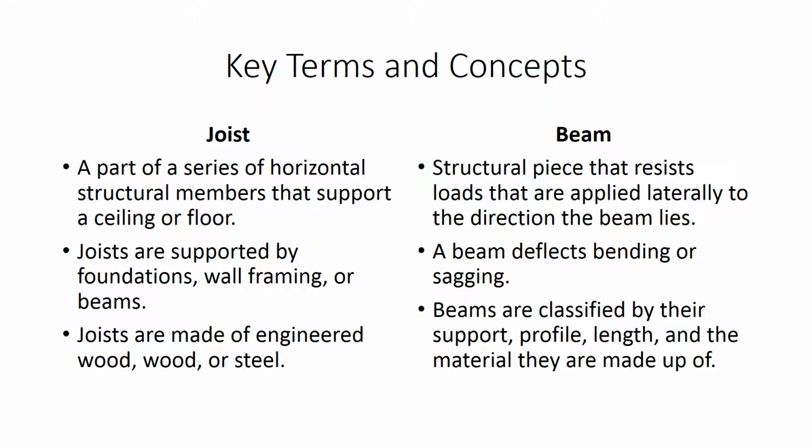A beam is a structural piece that resists loads that are applied laterally to the direction of the beam. A beam deflects by bending or sagging. Beams are classified by their support, profile, length, and the material they are made of.